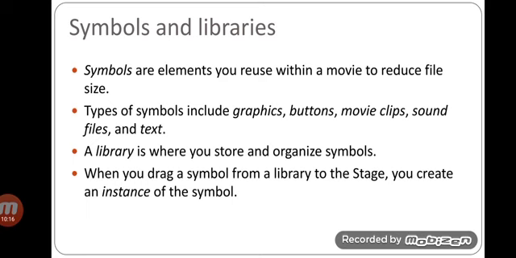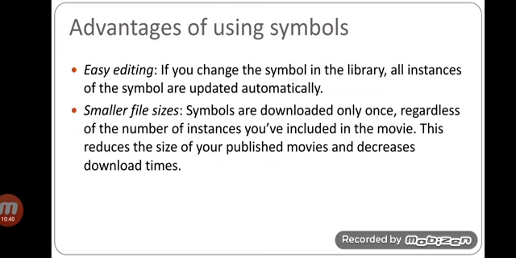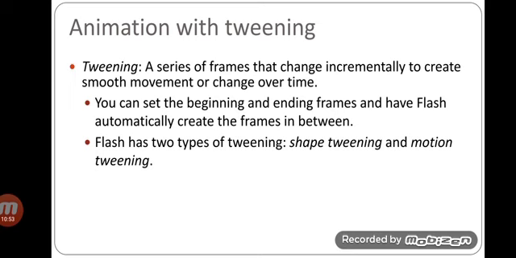So you have a word here, libraries. A library is where you store and organize symbols. When you drag a symbol from a library to the stage, you create an instance of the symbol. Instance means occurrence of the symbol. Another way you can say it is a copy of a symbol. Okay, next we have the advantages of using them: simple easy editing, smaller file sizes. By using this, you can easily manage your Flash document.